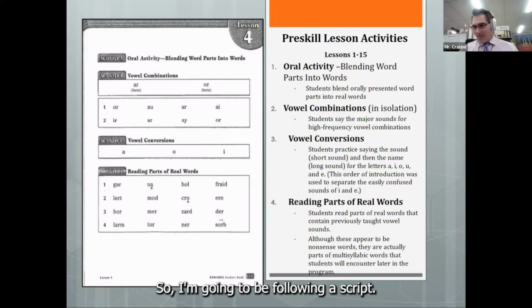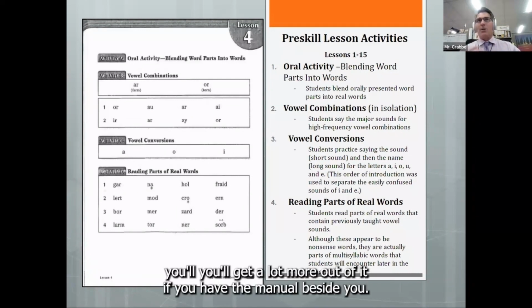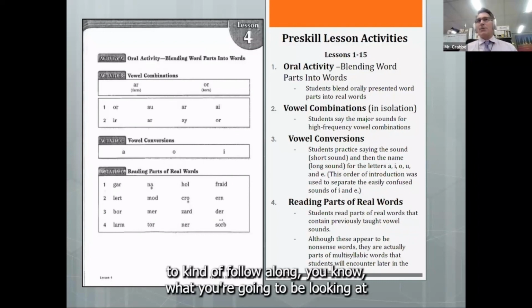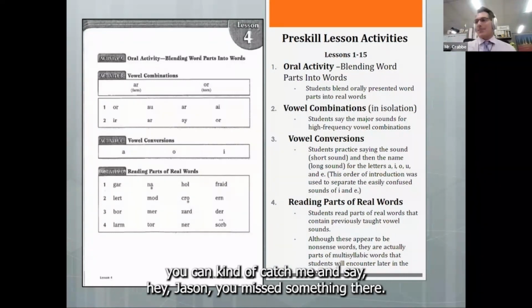So I'm going to be following a script, and it's in the manual. So if you have the manual in front of you, follow along with me, because you'll get a lot more out of it if you have the manual beside you to see what you're going to be looking at when you're giving this lesson. And plus you can catch me and say, hey, Jason, you missed something there.